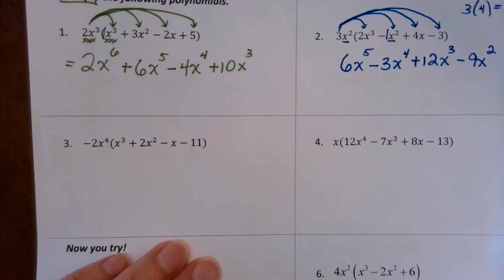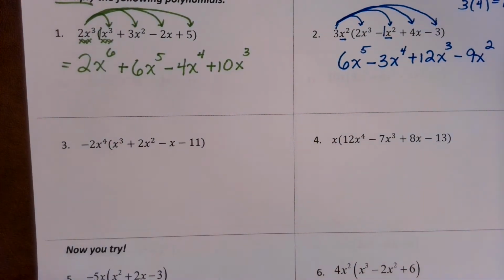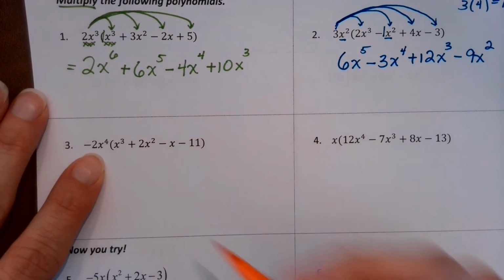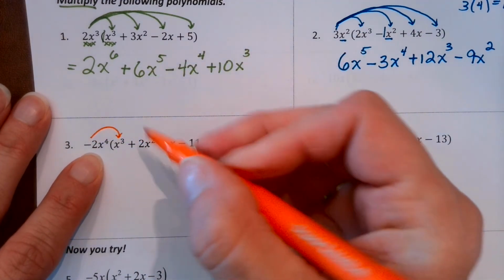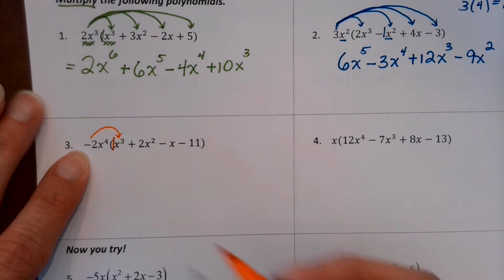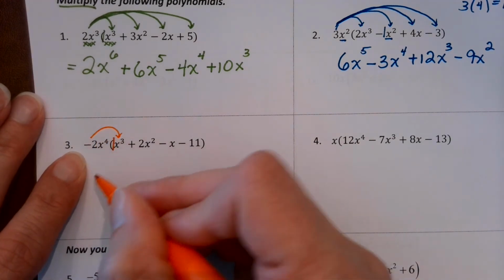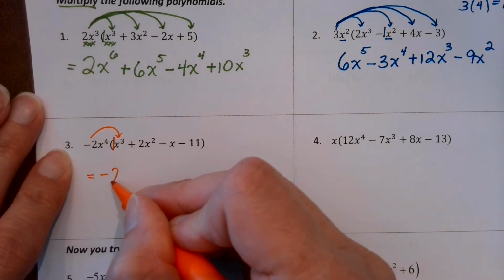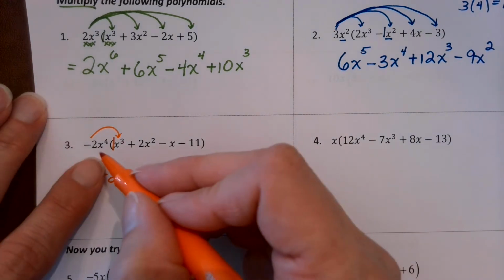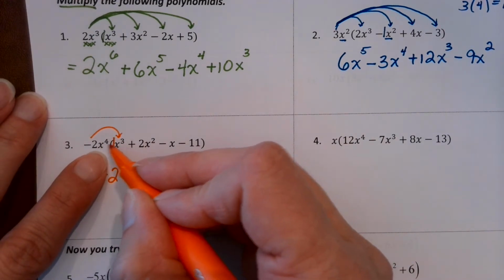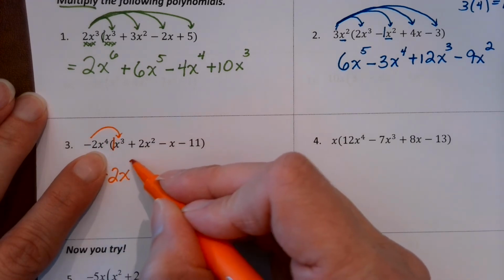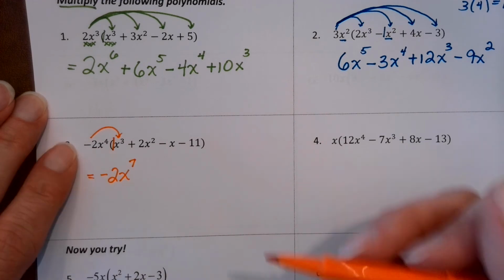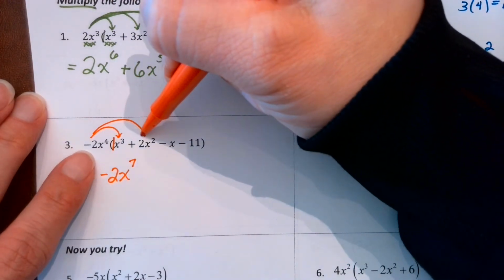Okay, number 3. We're going to go ahead here and we're going to distribute a negative 2x to the 4th. So we're going to multiply here. The number is invisible 1. Negative 2 times 1 makes negative 2. Okay, now let's do the letters. X to the 4th times x to the 3rd. That makes a total of, add the powers, 7 x's.